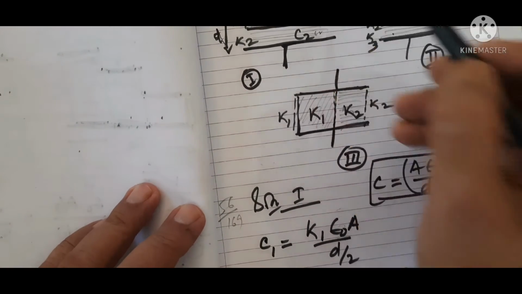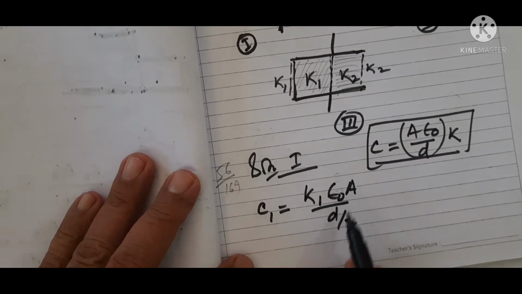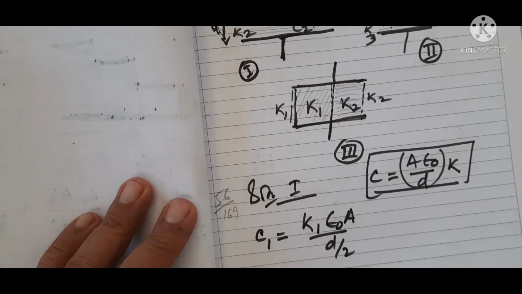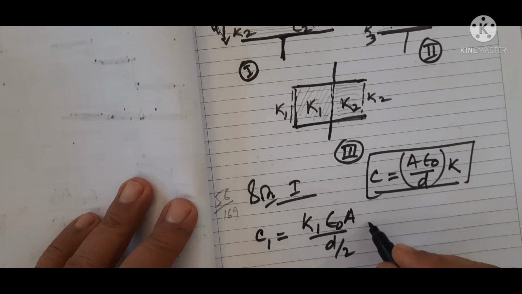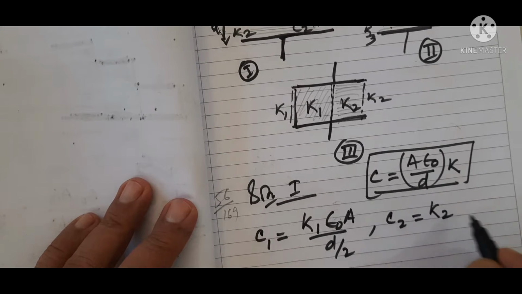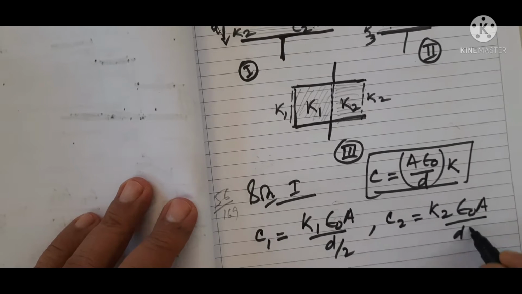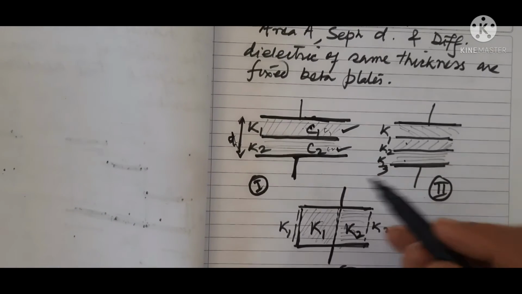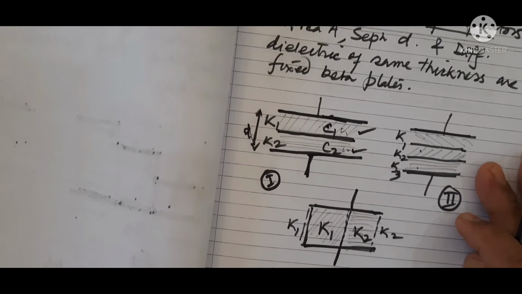This is C1: K1 epsilon naught A by D by 2. The separation becomes half, so D by 2. And C2 is equal to K2 epsilon naught A by D by 2. This is C2 for this one.